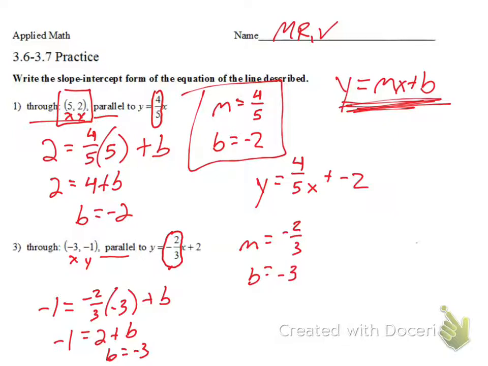So now that I know it's negative 3, plug these two in, and I will get y is equal to negative 2/3 minus 3. X, I should say. Gotta have that x in there.